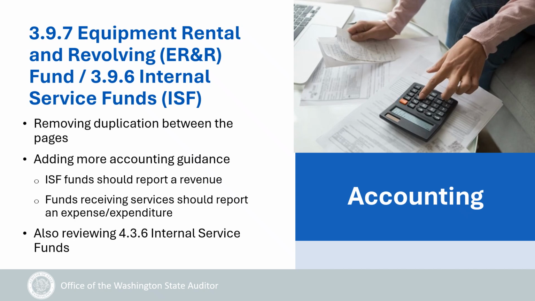We also added some accounting guidance for internal service funds. For example, we clarified that when internal service funds provide services to other funds, it should be reported as a revenue while the other funds report an expenditure or expense. These should not be reported as transfers in or transfers out between the funds. There is also an internal service fund page in the reporting section of the BARS manual. This page includes information on reporting internal service funds, but some of the information was duplicative of what we had in the accounting section of BARS, so we removed the duplication.